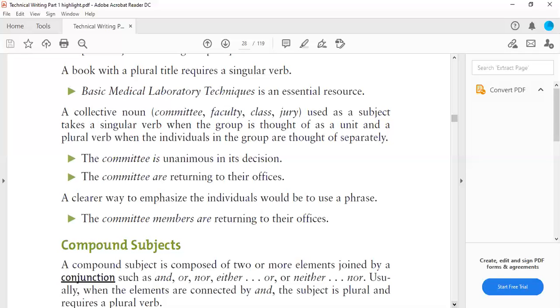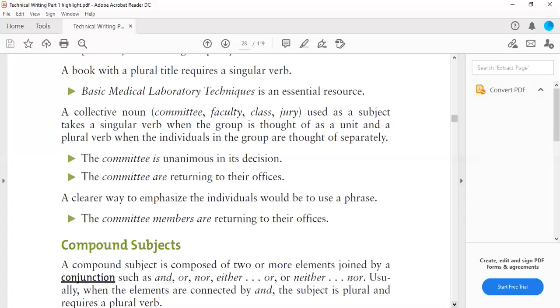For example, the committee is unanimous in its decision. Here they talk about the committee as a unit, as a block. The second one, the committee are returning to their offices. Here, if you look at the example, they refer to every individual in the committee who are performing the action, which is they are returning to their offices. And that's why the first example is singular, because they take a decision all together. The second one is plural because every member of the committee is returning to their offices.